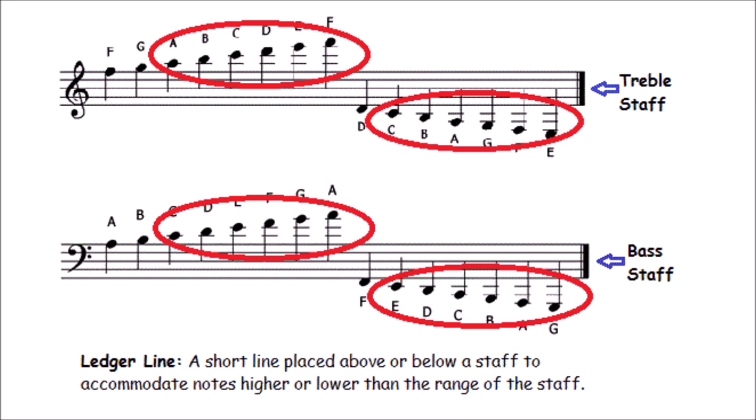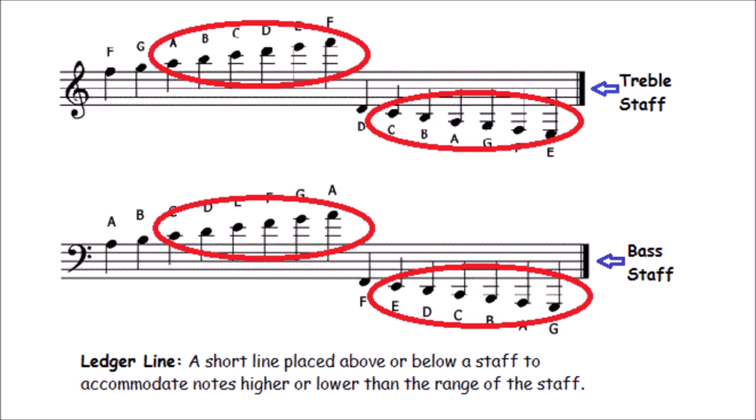Let's say we want to play higher or lower notes than what the bass and treble staff cater for. How will we achieve this? Where will we place these notes? After all, there are many more notes on a musical instrument than the few notes we looked at earlier. To accomplish this, ledger lines are used.